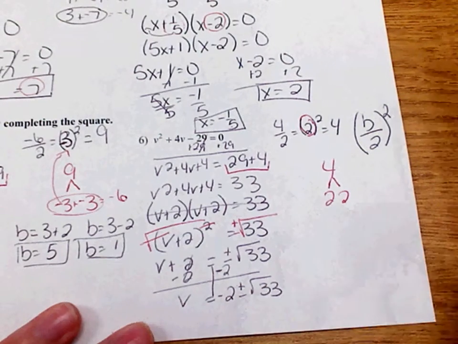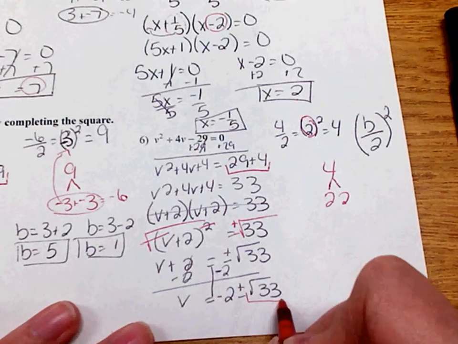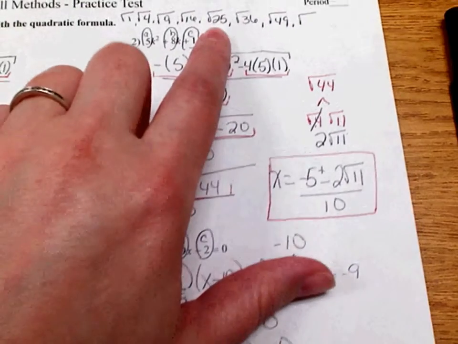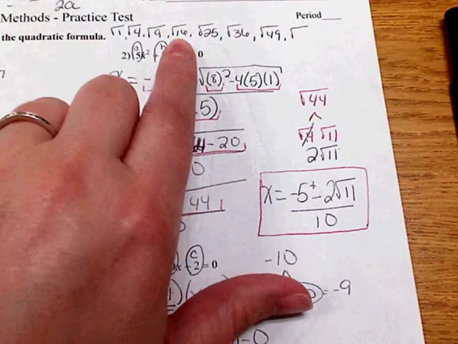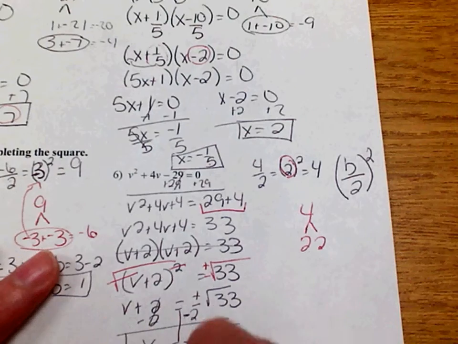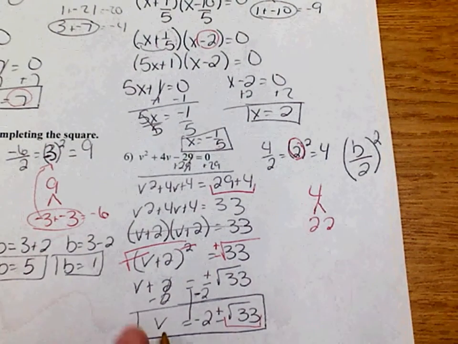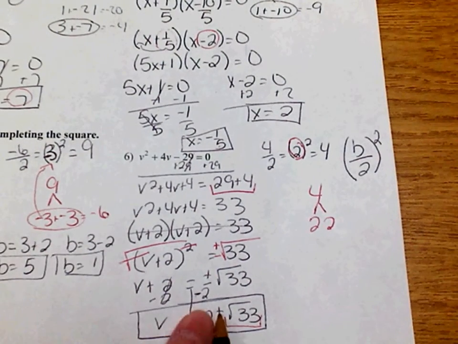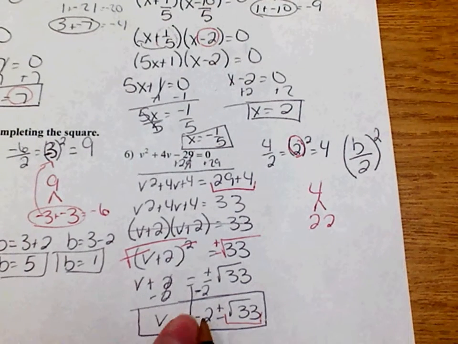Okay, and now you need to look at this to see if you can break it down. Okay, can I break that 33 down at all? So it's not divisible by 25, it's not divisible by 16, it's not divisible by 9 or 4, and 1's not going to help us. So no, we can't. So both of our answers are right there. b equals negative 2 plus square root of 33, and b equals negative 2 minus square root of 33.